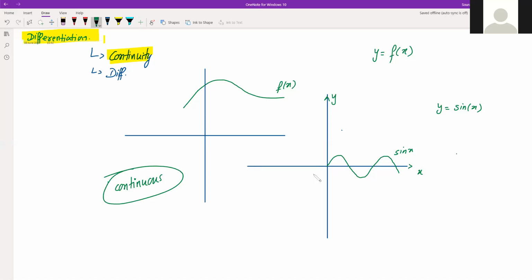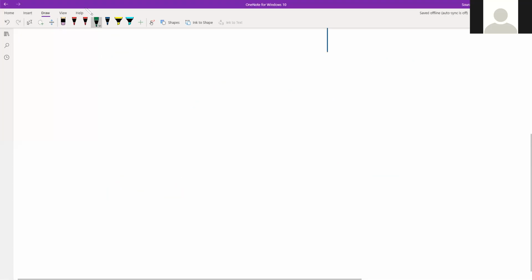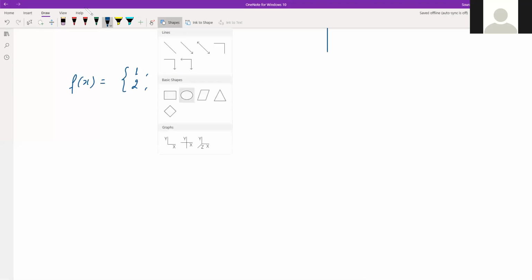Then what are discontinuous functions? Are there any functions which are discontinuous? So let's see another example. Suppose we have a function f of x equal to either 1 or 2. 1 if x is not equal to 0, and 2 if x is equal to 0. So it's a straightforward, simple function.